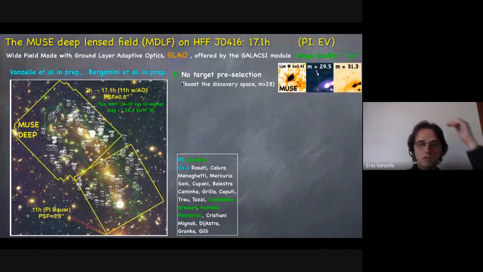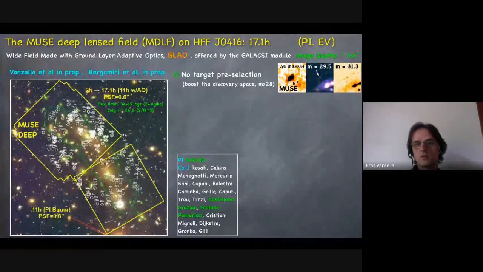Some features. Of course, MUSE is an integral field spectrograph, very important, and for at least 3 reasons. The first is that there is no target preselection, so whatever is in the field of view of MUSE above a certain flux threshold is captured, and therefore you can get spectroscopy immediately for whatever is in the field, of course, if there are emission lines or the signal is high enough.